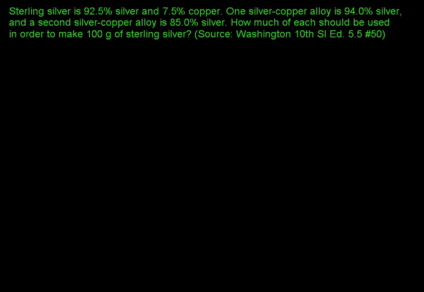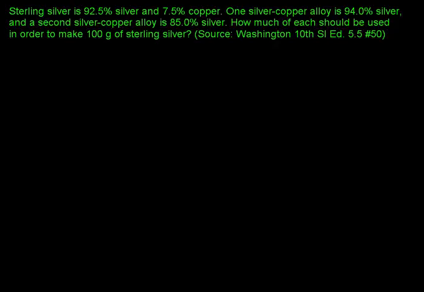Let's take a look at question number 2 from the week 6 linear systems worksheet. This is a mixtures application, and in this application we are creating sterling silver, which is an alloy of silver and copper. And we're doing that by using two different silver-copper alloys, one which has too much silver, so one that's 94% silver, and another that has too little silver, which has 85% silver.